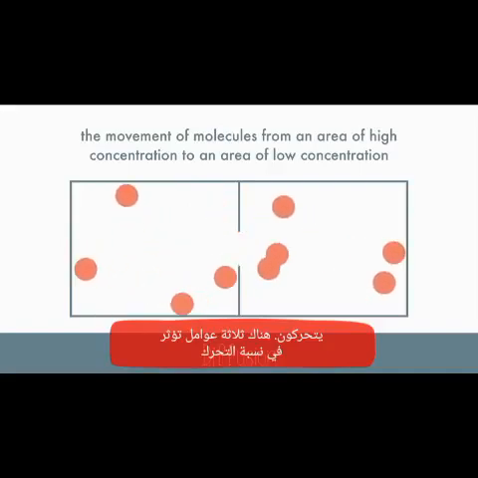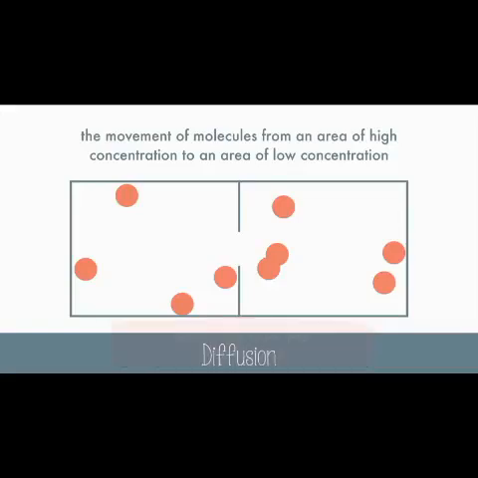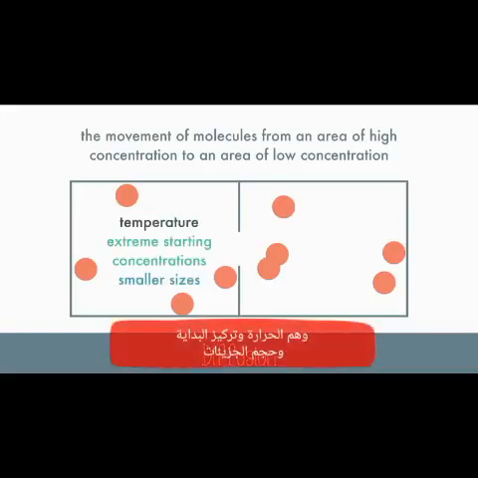Now, there are 3 factors that affect the rate at which they move, and those are temperature, the starting concentration, and the size of the particles. Particles at a higher temperature, more extreme differences in starting concentration, and smaller sizes all tend to diffuse at a faster rate.